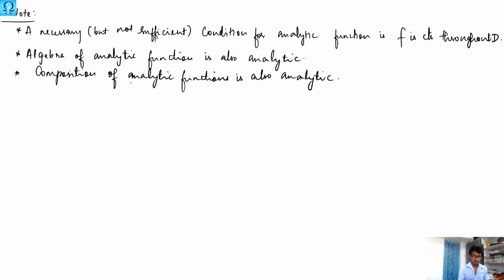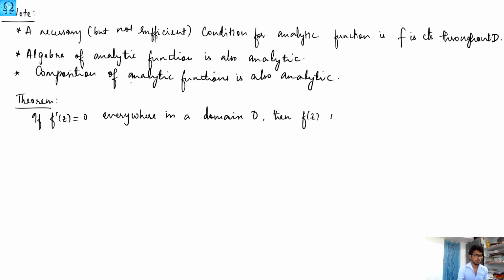Next we are going to see a property in the form of a theorem. So let me state the theorem first. If f prime of z is 0 everywhere in a domain D, then f of z must be constant throughout D. So if the derivative of a function is 0 everywhere in the given domain D, then the function is of course a constant. That is evident from the course on real analysis, but how is it happening in complex? That is what we are going to see now.